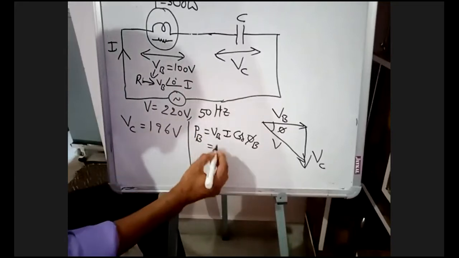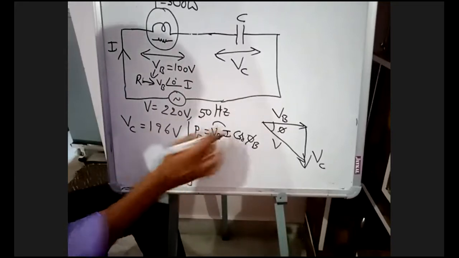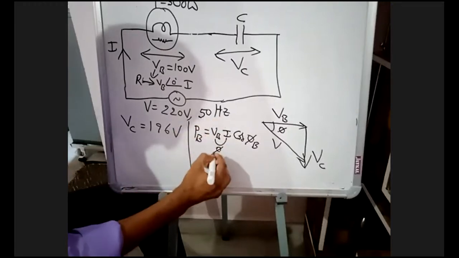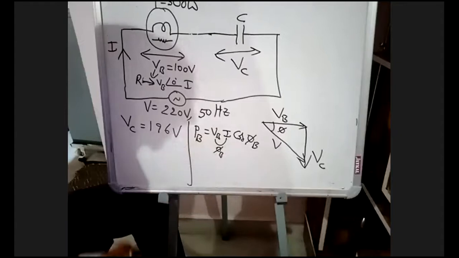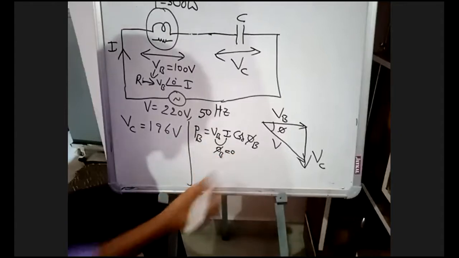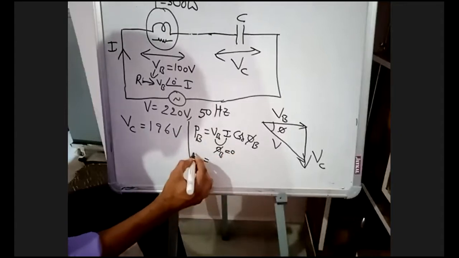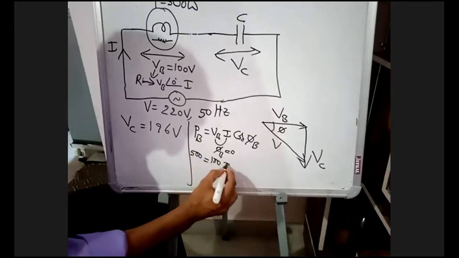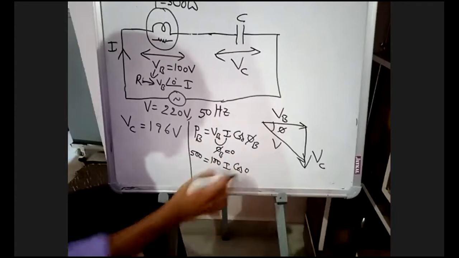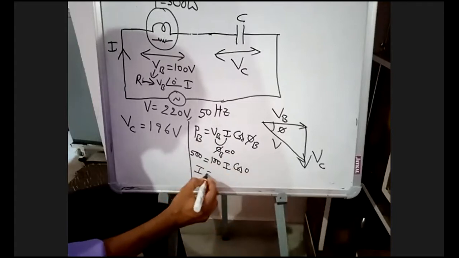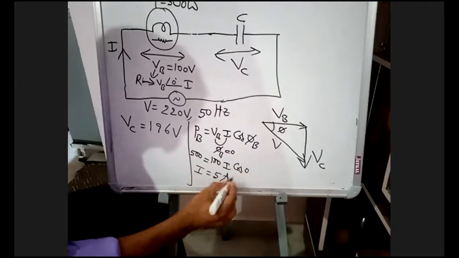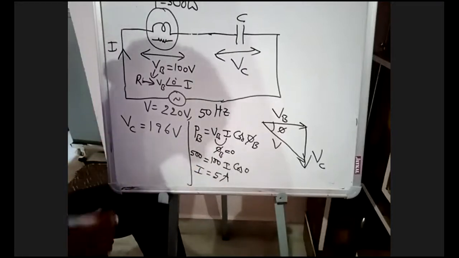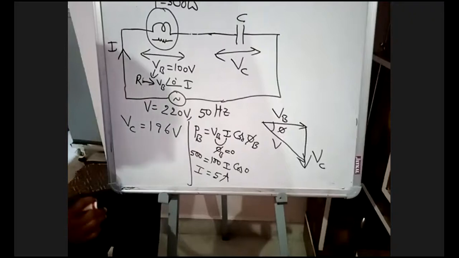So here, phi B is the angle in between VB and I. Your phi B is 0. Your PB is 500, VB is 100, I cos 0. Cos 0 is 1. Therefore, I is equal to 5 ampere. Your current in the bulb is 5 ampere.